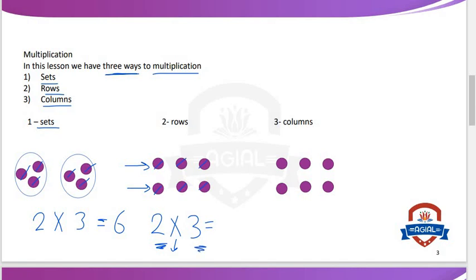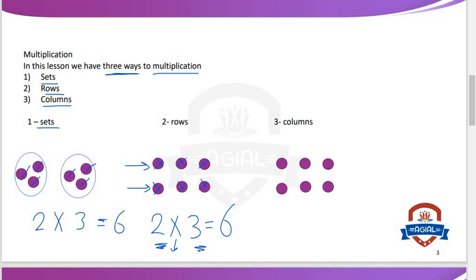2 multiply 3. How many balls in all? 1, 2, 3, 4, 5, 6. So 2 multiply 3 equal what? 6. Meaning we have 2 rows and in each row we have 3 dots. 3 in the first row and 3 in the second row. 3 plus 3 equal 6. So 2 multiply 3 equal 6 about rows. You understand how we can use rows to multiplication?